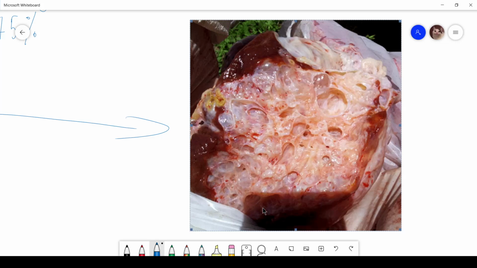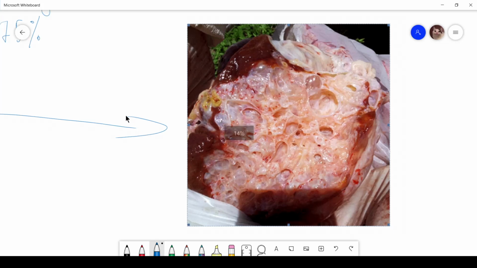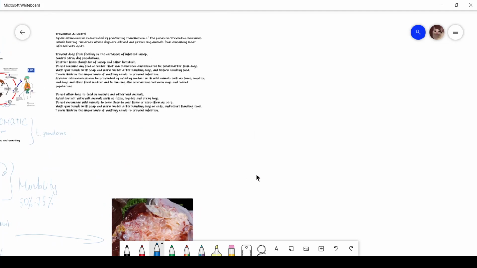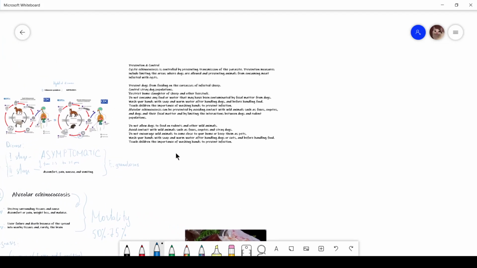For example, this is the liver. And as you can see, a large part of the liver was removed. Okay, and you must know more about the disease. Okay, prevention and control. And I prepared a lot of text for you.